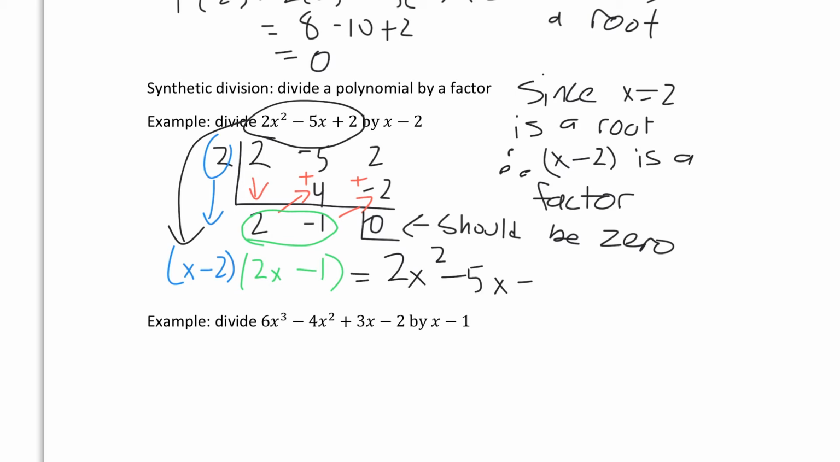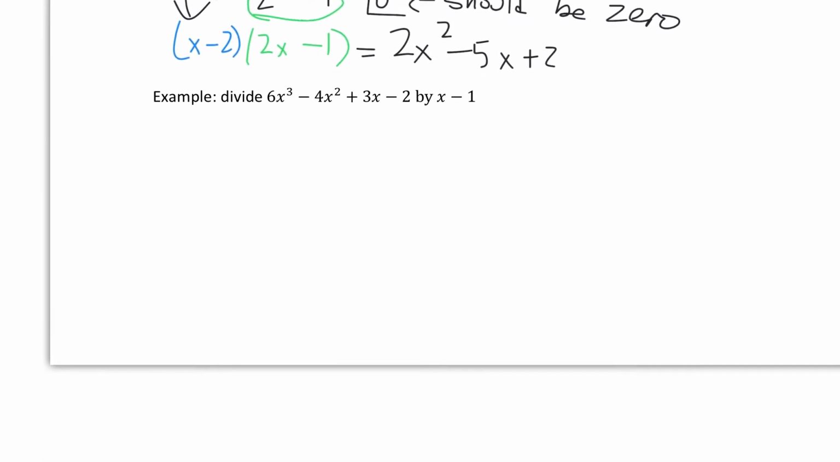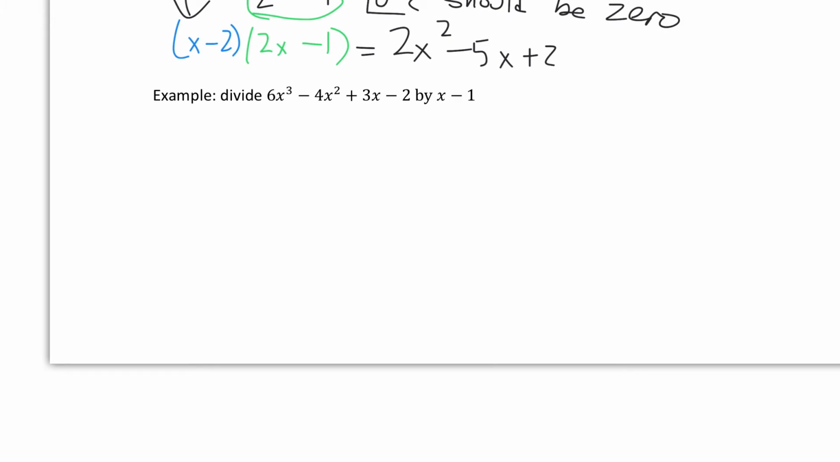And of course, if you wanted to, you could go ahead and actually multiply this out. If you did some FOIL here, you'd find that this takes you back to this. So let's try another one. Let's try dividing 6x cubed minus 4x squared plus 3x minus 2 by x minus 1.